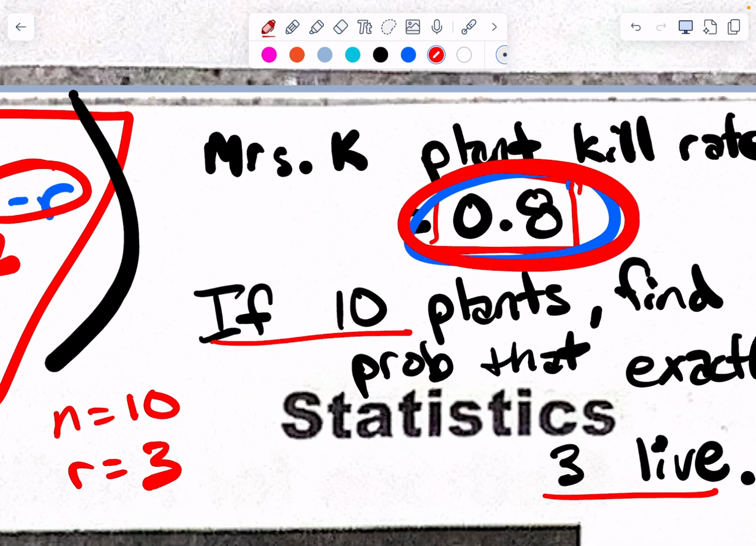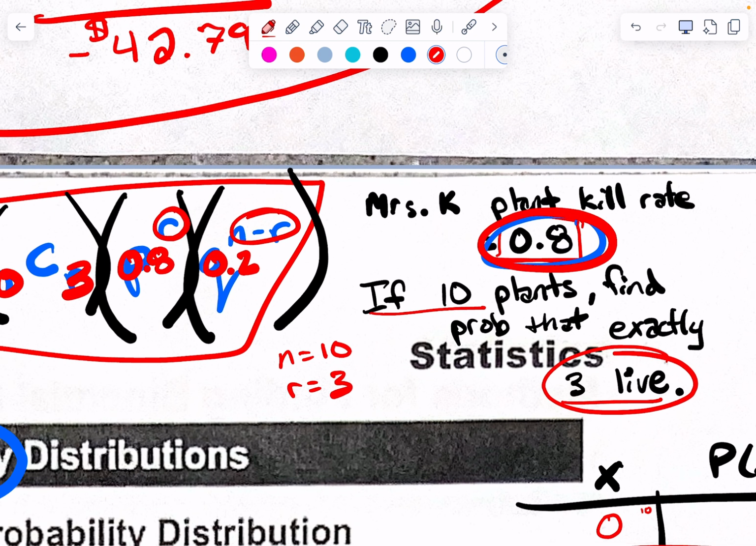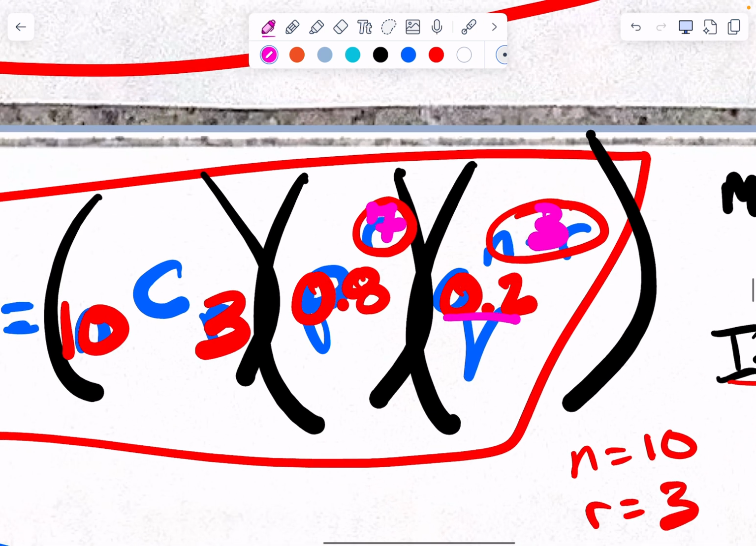If 80% is my kill rate and I want 3 of them to live, how many are going to be killed? 7. So I want 7 to be the exponent on the 0.8. Does that make sense? And 0.2 is my live rate, so I want 3 to be the exponent there. Let me say that again. n minus r would be 3? Yep, n minus r is the exponent right here. n is 10. These 2 exponents, no matter what, should add up to n, or 10, whatever your n is. So it doesn't matter if I flip these 2 around. If 0.8 is my kill rate, the exponent should be how many I'm going to kill. 0.2 is my live rate, so the exponent should be how many I want to live.